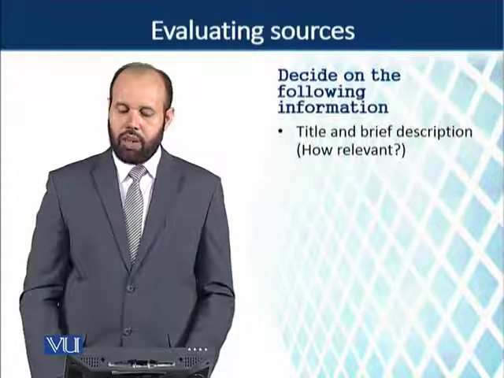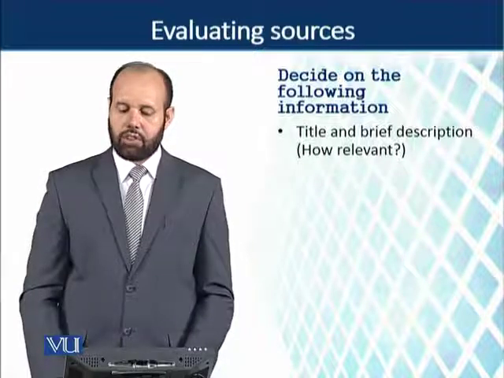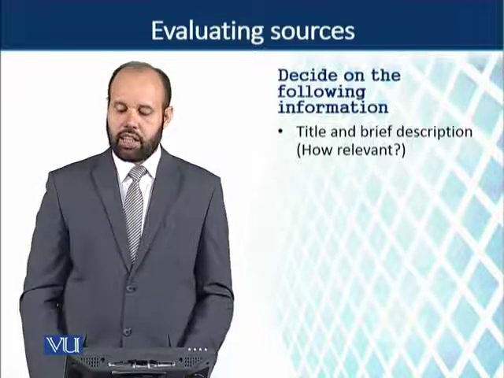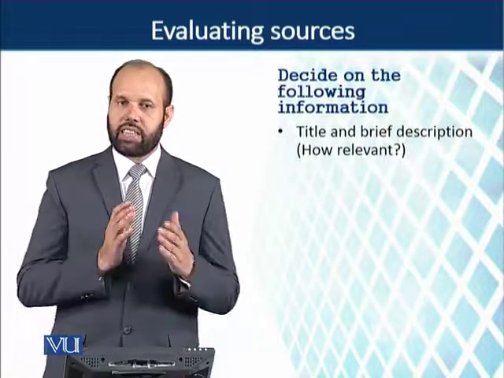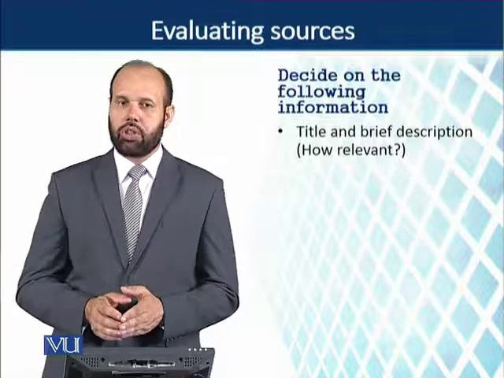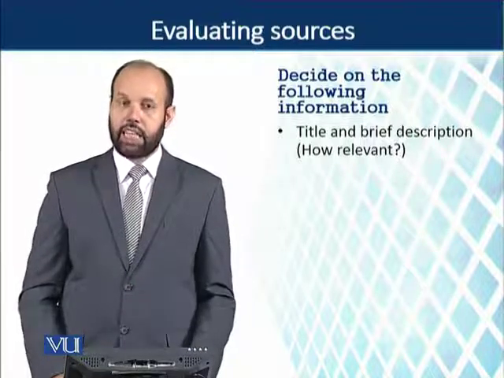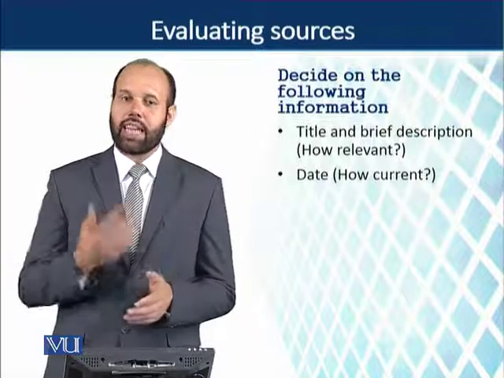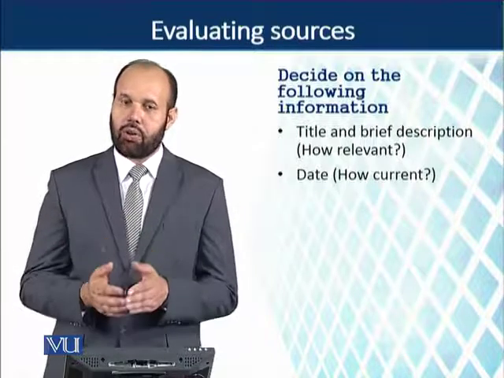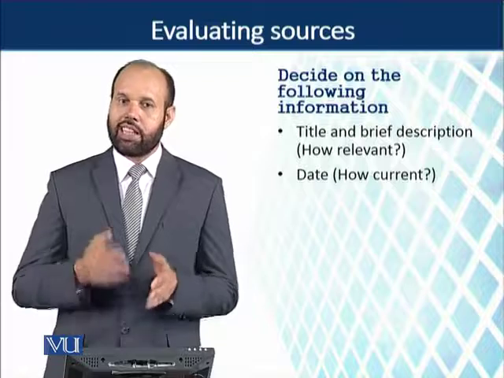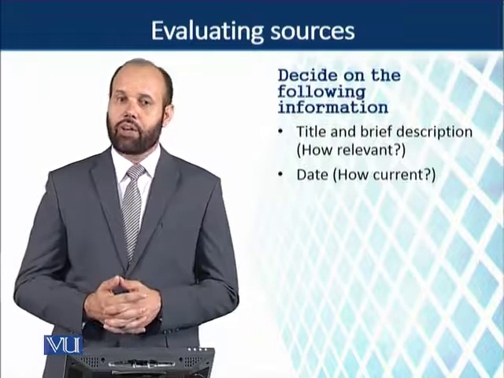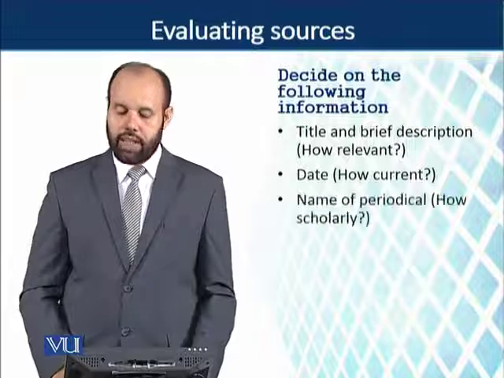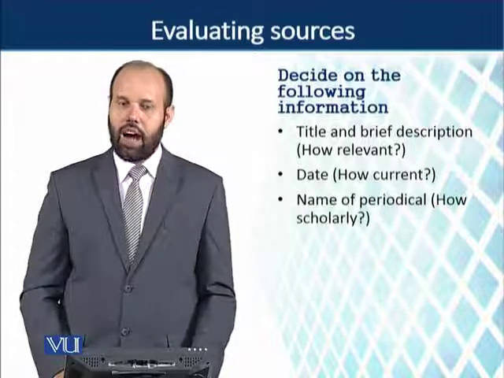Remember that while deciding the quality of a source, you should have the following information. Number one, the title and brief description, right? From the title and the brief description of the source, you would decide how relevant it is. And then the date of the publication, so how current it is. As researchers, you should know that you are to include the latest sources in your research field, right? So the date of publication, and then the name of the periodical, to see how scholarly it is.